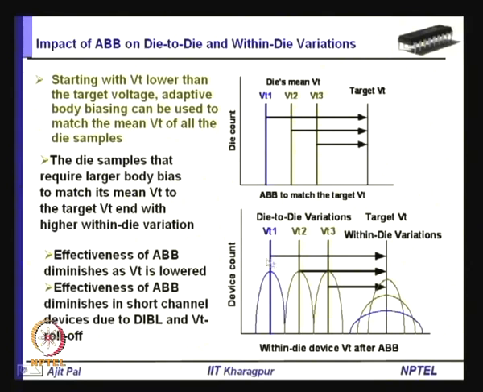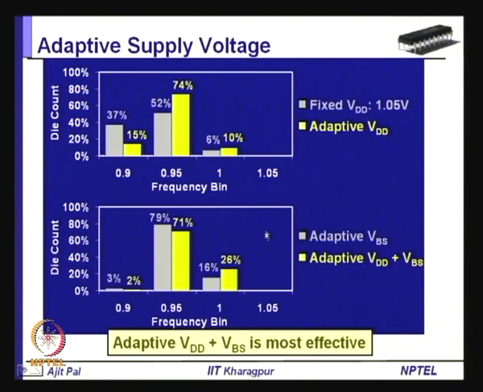So, this is how you can do it with adaptive body biasing to match the target threshold voltage from die to die. And here you can see the within die variations can also be reduced by applying different body biases. In addition to that, you can use adaptive supply voltage. So, using adaptive supply voltage also you can reduce the impact of these variations.